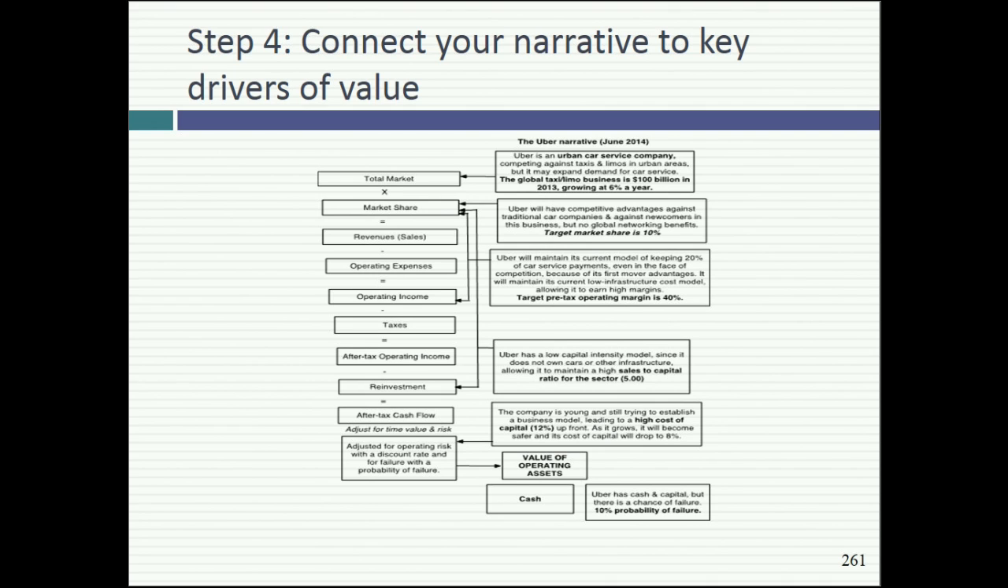I'm now going to convert the story into numbers. So let me go back to my story. What did I describe Uber as? An urban car service company, right? So my total market that I used to value Uber was the global urban car service market, the taxi cab market, the car service market, the limo market. And in 2014, that market globally was about $100 billion. So that's my total market.